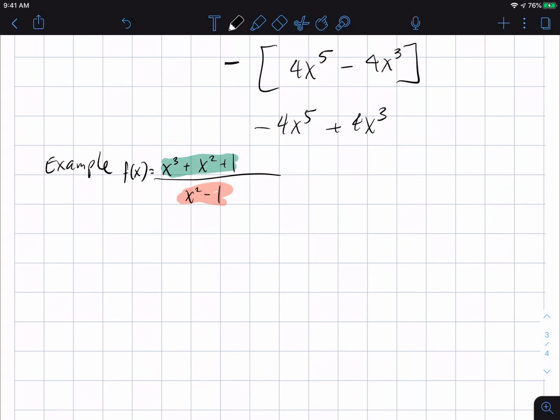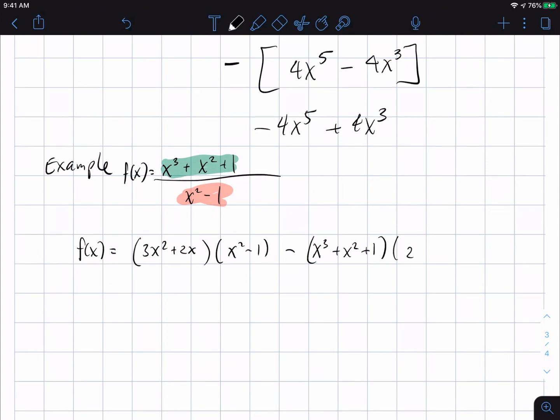So you guys can see this. So then the derivative of this, so the derivative of the numerator is going to be 3x squared plus 2x times the denominator, minus the numerator times the derivative of the denominator, which was going to be 2x, and then the denominator squared.